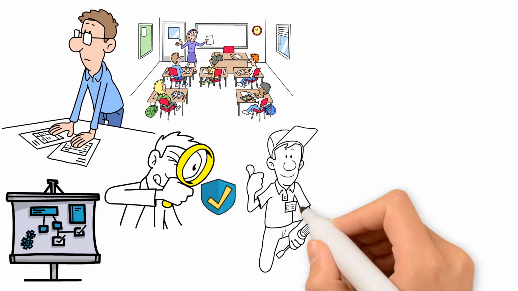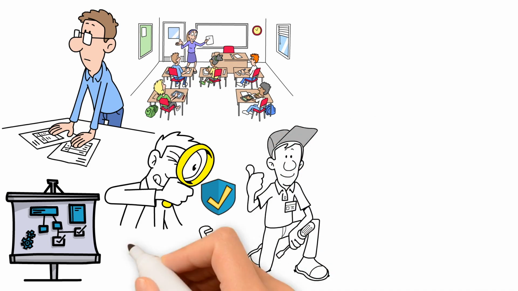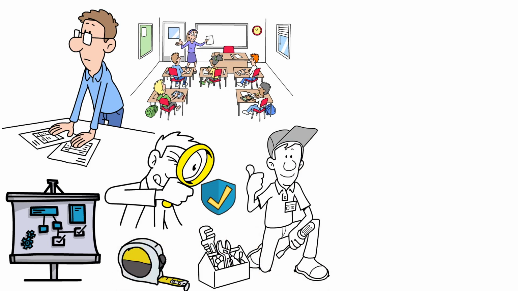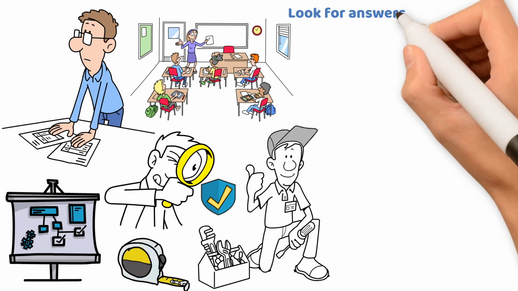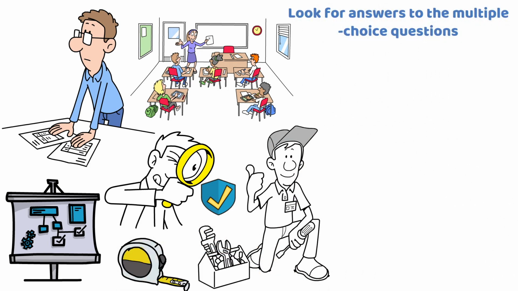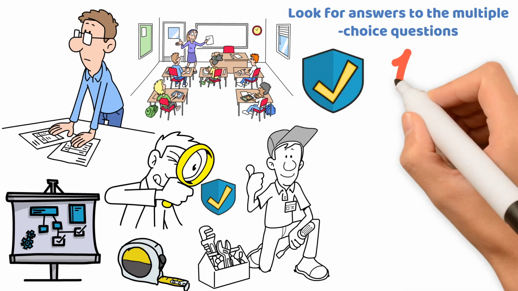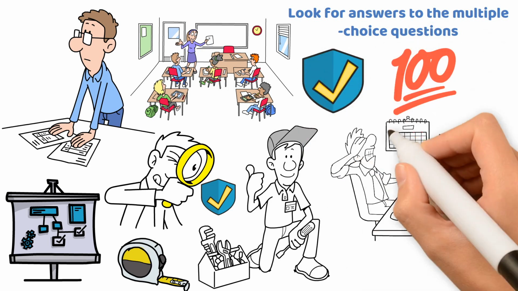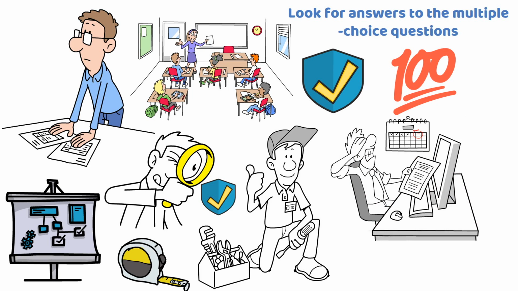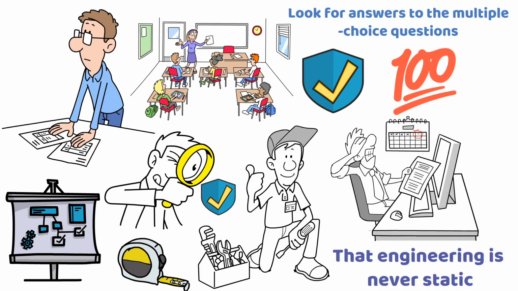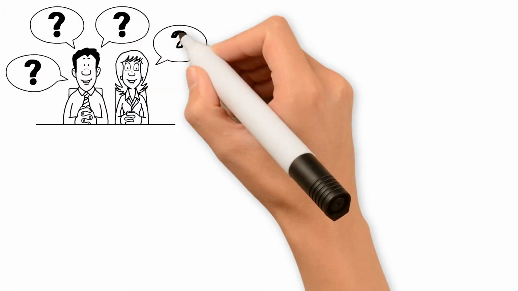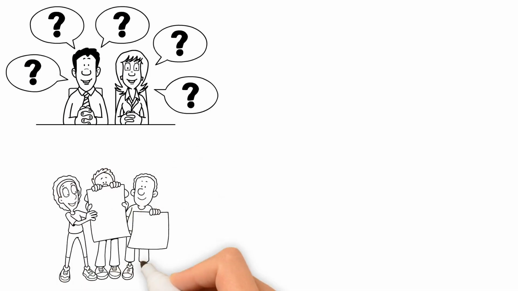Selecting the right tools is next. From measuring tapes to screwdrivers and child-friendly power tools, look for answers to the multiple-choice questions that emphasize safety, accuracy, and quality. Finally, the iterative design process teaches that engineering is never static. Be on the lookout for question selections that support student testing and collaboration with real-world projects in the classroom.